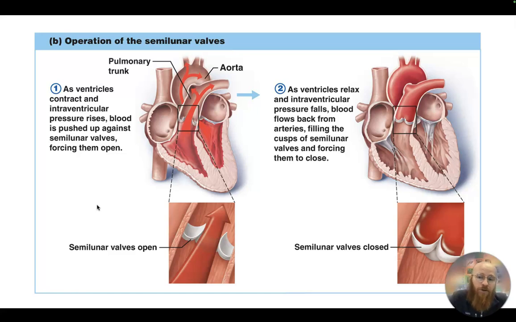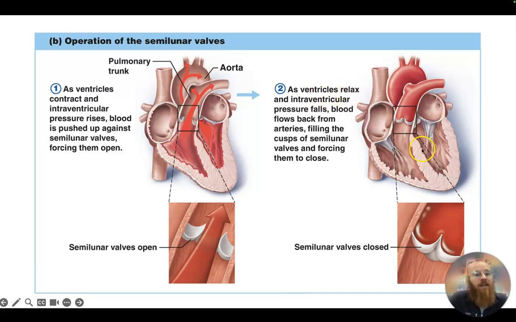So as your ventricles contract and that intraventricular pressure is going up, blood is going to be pushed against those semilunar valves, and all that pressure is going to force those valves open, again, in an upward single direction. So this is what that would look like whenever those valves were pushed open.